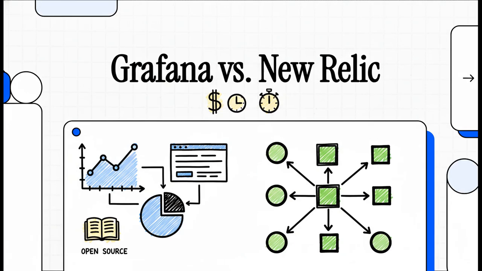All right, let's get right into it. If you're in a small startup, you know that every single dollar, and frankly, every single minute counts for everything. Choosing your observability stack is a massive decision, and today we are breaking down one of the most common face-offs out there, the open-source beast Grafana versus the all-in-one SaaS platform New Relic.